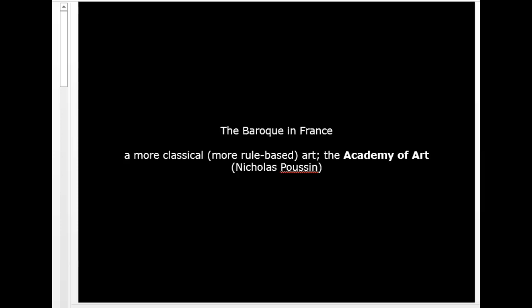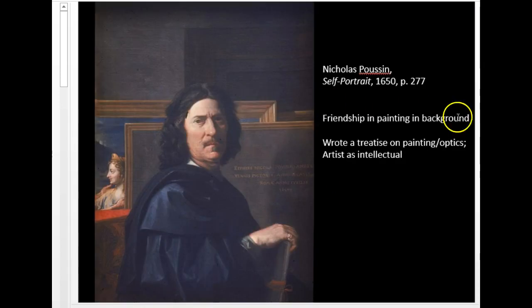Let's look at the Baroque in France. Please note that there's a more classical style, more rule-based, sort of descendants of the Carracci, if you will. The king establishes an Academy of Art, a Royal Academy of Painting and Sculpture, and based on the ideas of this character, Poussin.